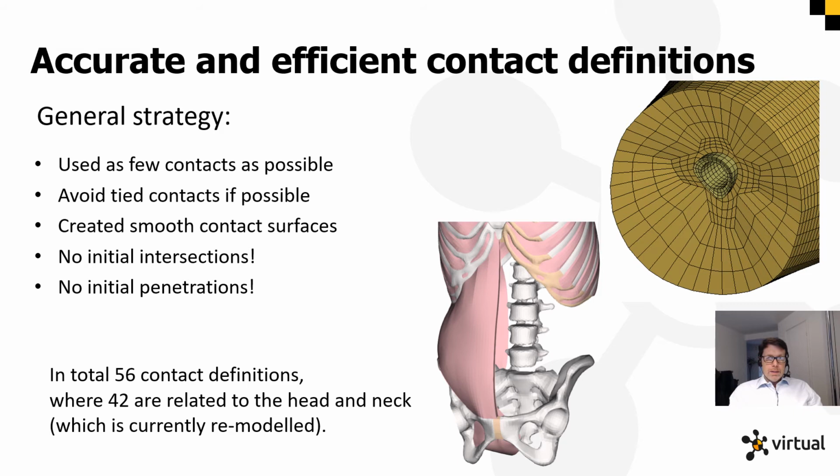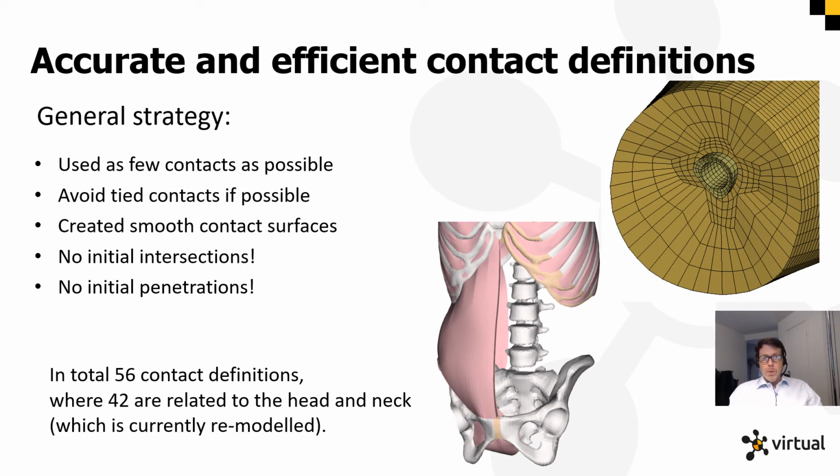For the contacts, the general strategy was to have as few contacts as possible and try to avoid tight contacts if possible. This means that we used nodal connectivity instead of contacts if possible. An example is the connection between the femur and the soft tissue around.